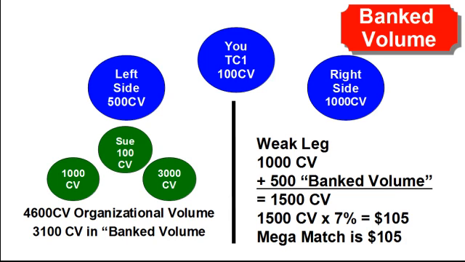Additionally, you just created 3,100 CV in bank volume on your left side. This amount was 4,600 CV minus 1,500 CV from your right side, which equals 3,100 CV. This bank volume will be available to you for basic commissions if you grow your right side to be larger than your left side. This is why having a sponsoring and placement technique is so important.